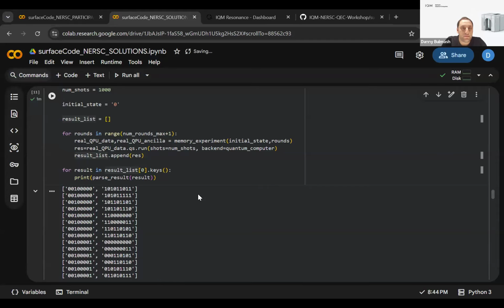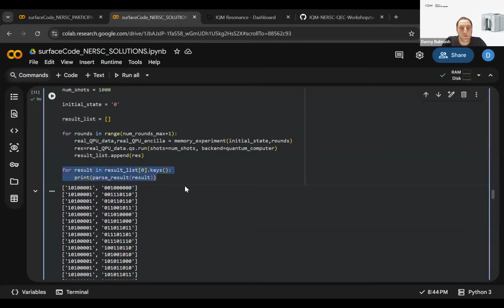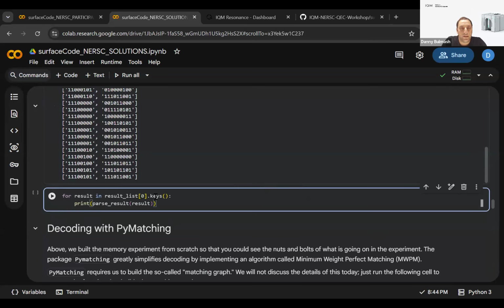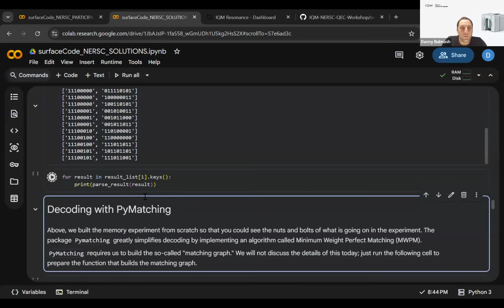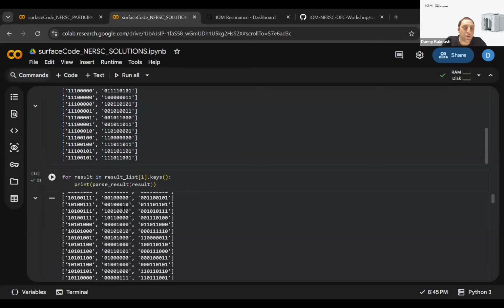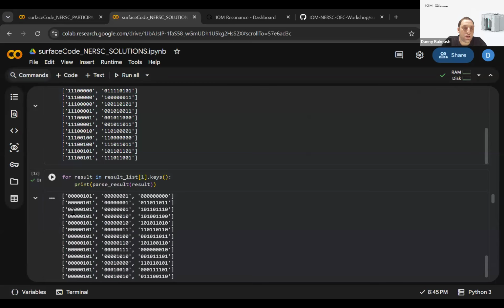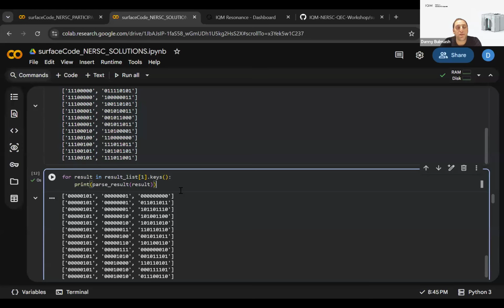So I can show you as well. Where are we here? When we run with 1 round of QEC, we have the initialization here. We have the first round of syndrome measurements, and then we have the data qubit measurements. And so we just have a big pile of binary strings that have been returned from the quantum computer for us.